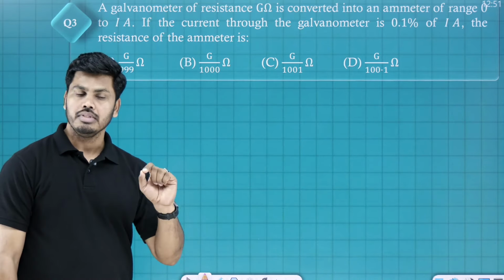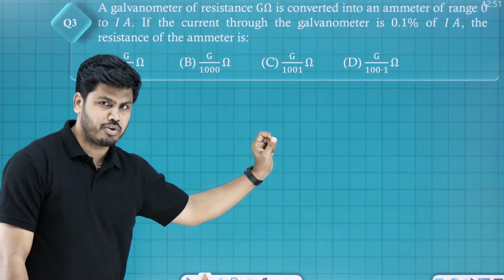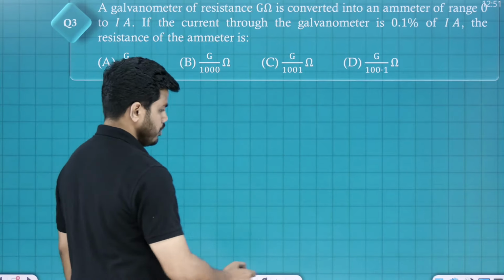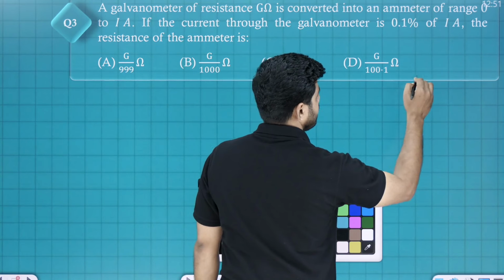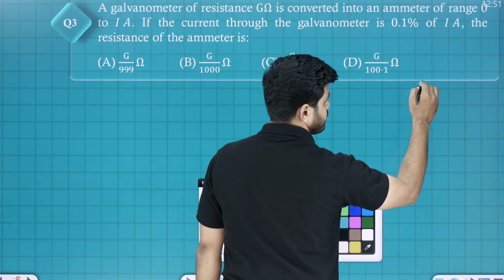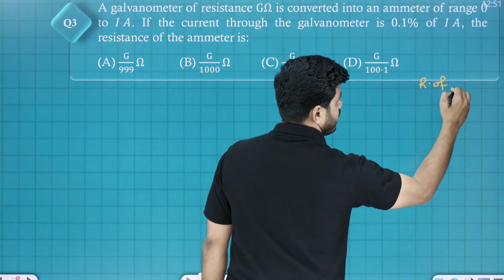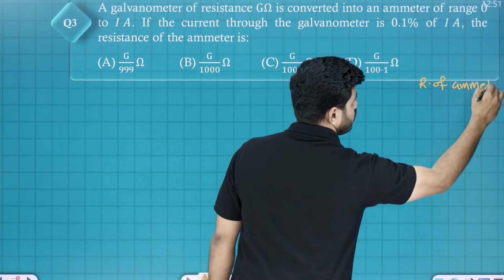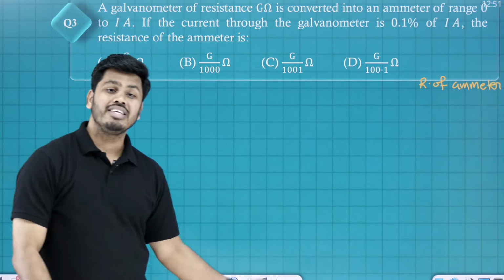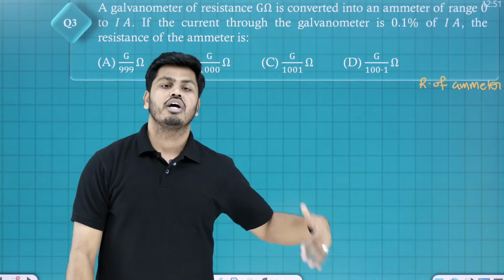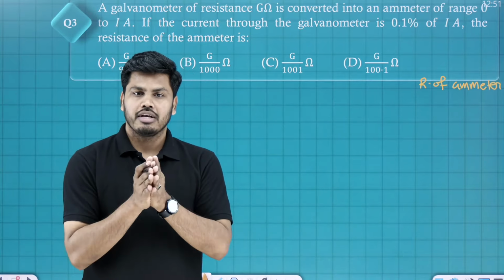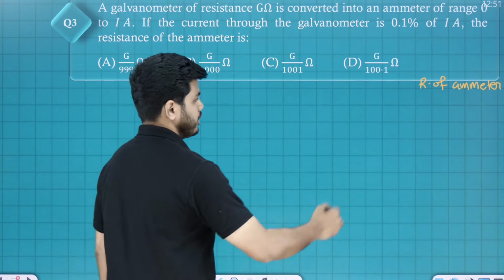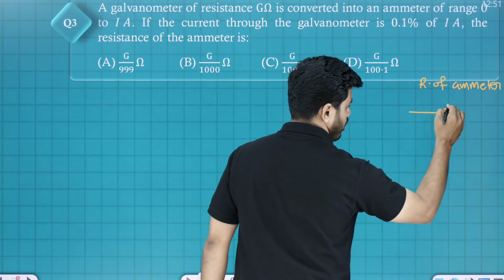is. See, read the question once again if you're confused. You're asked to find out what is the resistance of the whole ammeter. Okay. Resistance of ammeter. You are not asked to calculate what is the shunt resistance to convert. No, you're asked to calculate what is the total resistance of the ammeter. What is actually the ammeter all about?